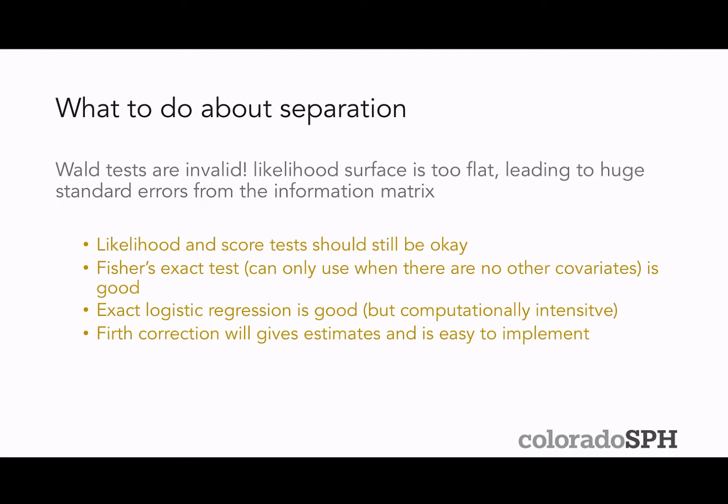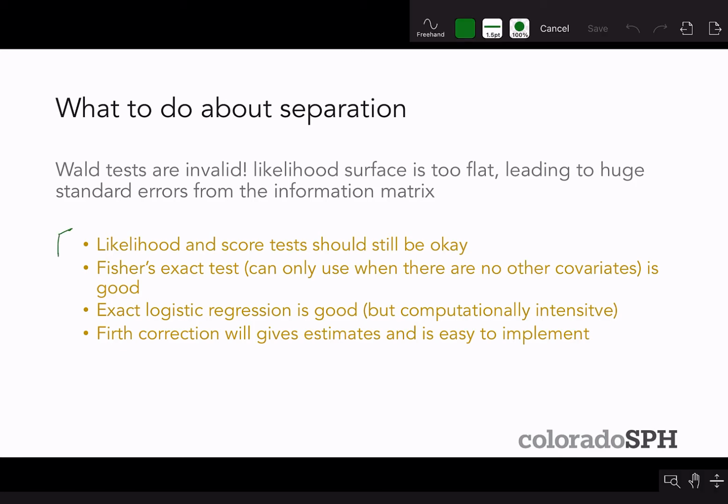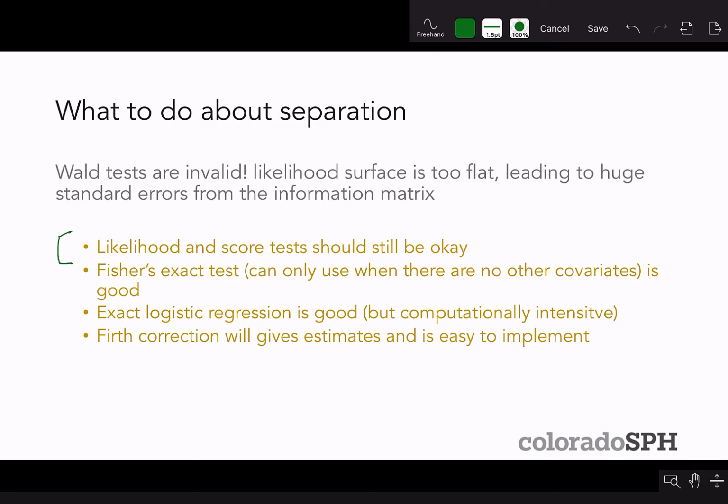So what do we actually do about separation? Well, Wald tests are going to be invalid because the likelihood surface is too flat, leading to huge standard errors and instability in your calculation of beta 0 and beta 1. Likelihood and score tests should still be okay, so you should still be able to calculate p-values based on that. You can also use Fisher's exact test, which is computationally intensive and can only be run in a model where there are no other covariates except for the one of interest, but it still is technically correct to use.